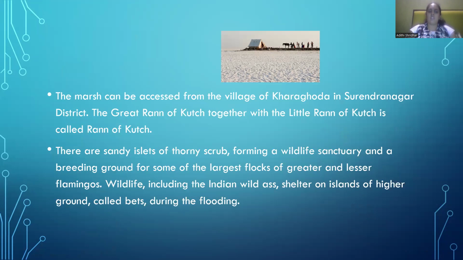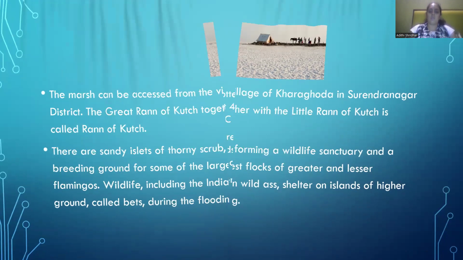The Great Rann of Kutch, together with the Little Rann of Kutch, is called the Rann of Kutch. There are sandy islets of thorny scrub, forming a wildlife sanctuary and a breeding ground for some of the largest flocks of greater and lesser flamingos. Wildlife, including the Indian wild ass, shelters on islands of higher ground called bets during the flooding.